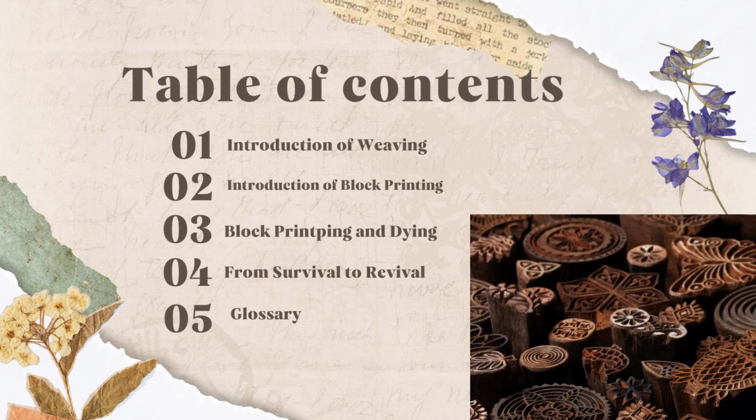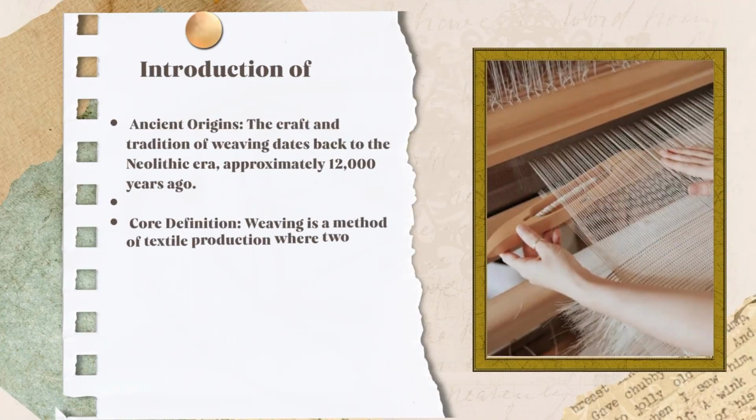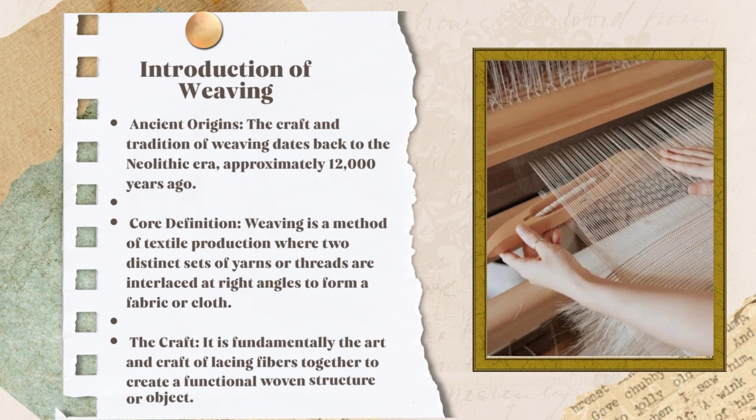Why are we starting with weaving? Because to print on fabric, we have to know how it is made. Weaving is a 12,000 year old craft where two sets of threads are interlaced at right angles. It is fundamentally the art of crossing fibers to create the structural cloth we wear every day. Not all fibers are made the same way.